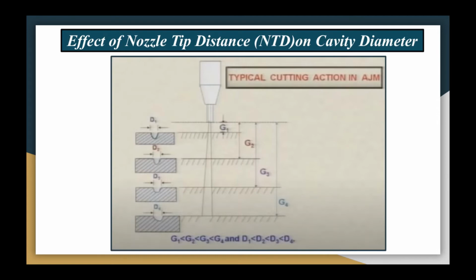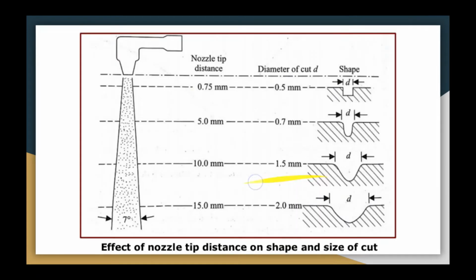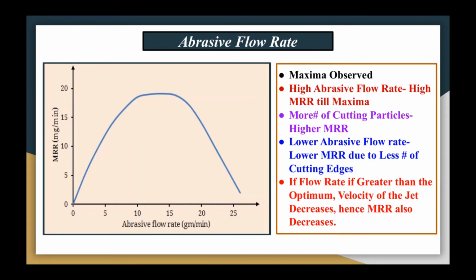Now this is another diagram, another figure, from which you will learn about the effect of nozzle tip distance on the shape and size of the cut. So here I have given how the nozzle tip distance is increased and its effect on the diameter of the cut and the shape. You can see here. Now let us see the effect of certain process parameters on the performance of the AGM process. So let us now see the first effect of different process parameters on the performance of the AGM process.